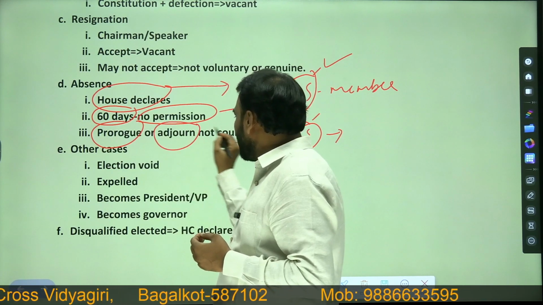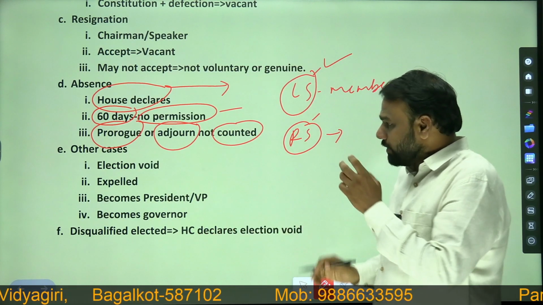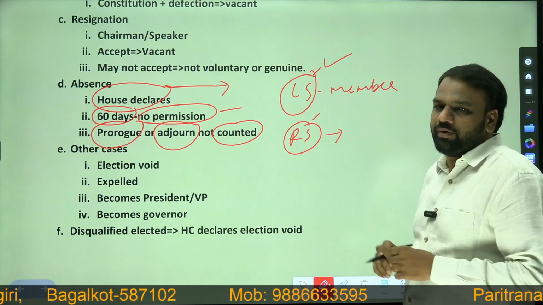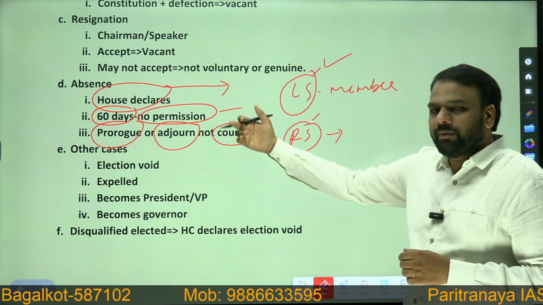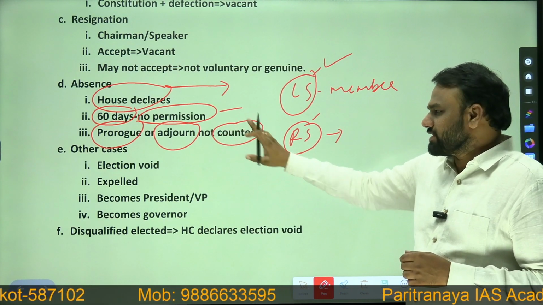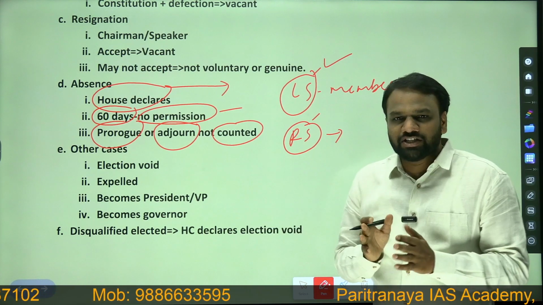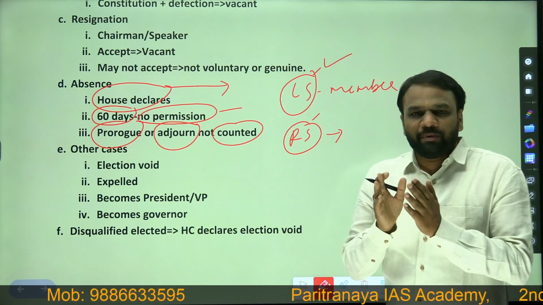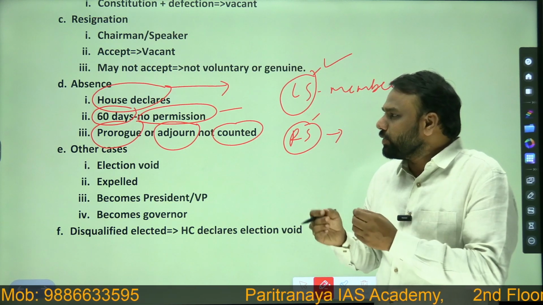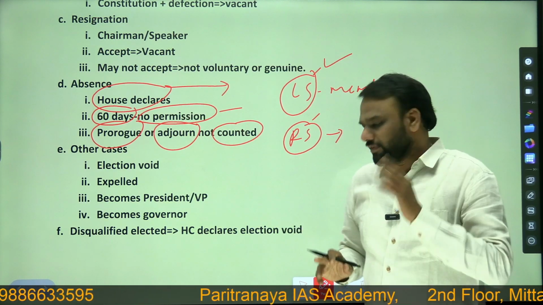Next, prorogue or adjourn. Whenever the house is prorogued or adjourned, that period will not be counted. What is prorogue and adjourn? We'll be discussing this later on. For the time being, we shall just ignore it. When the house is adjourned or prorogued, such a period will not be taken into account to calculate these 60 days. Very important.